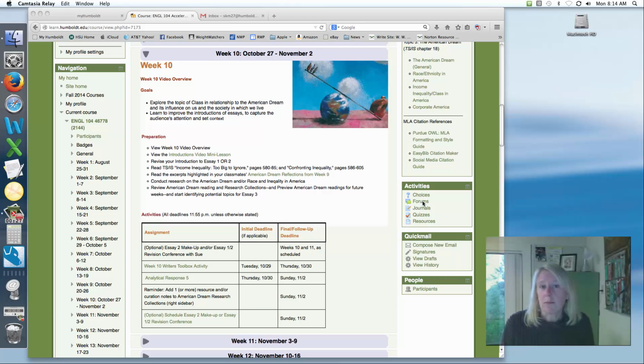All of that's been covered now, so going forward there'll just be some reading about the subjects we're looking at right now, the American Dream, and this week in particular, income inequality. And there'll be some other refreshers and some information not from our textbook. Like this week, if you look at the Writer's Toolbox activity, I'm going to be asking you to choose essay number 1 or number 2 and to revise your introduction to the essay.